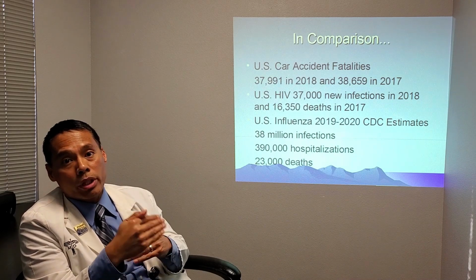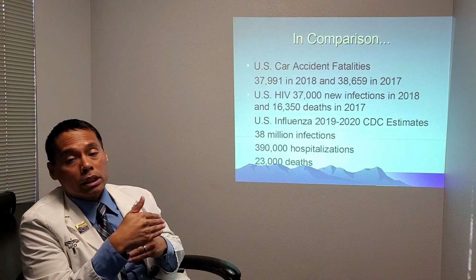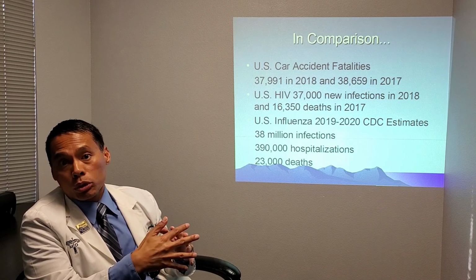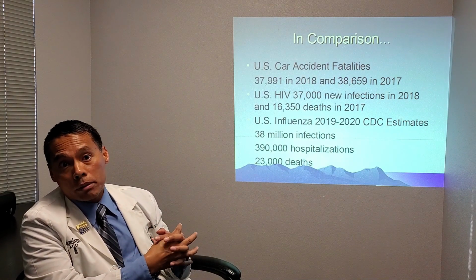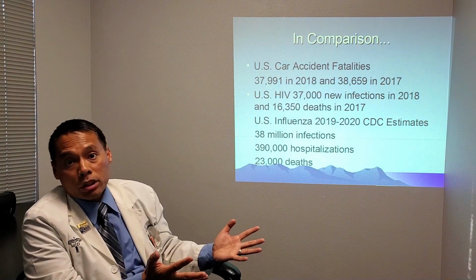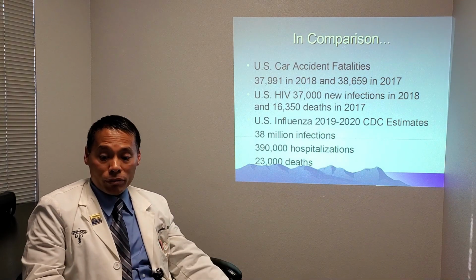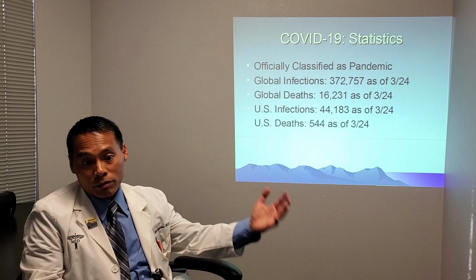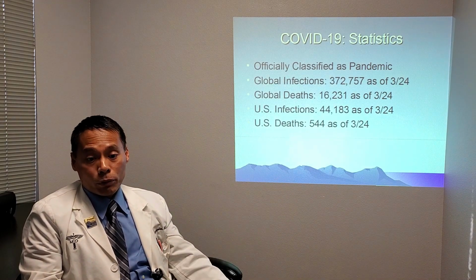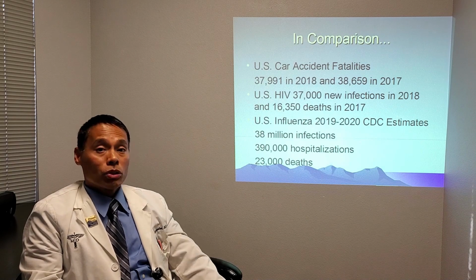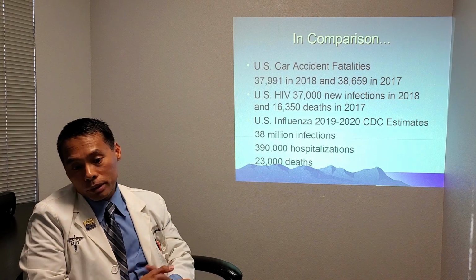So I don't want to downplay the potential impact that COVID has, but I wanted to just share with you that we've actually done plenty, and with the social distancing and all the other changes that we've made, we've actually done a pretty good job of minimizing the actual number of infections. Okay, 38 million versus 44,000. 544 deaths from COVID versus 23,000 deaths from the flu.